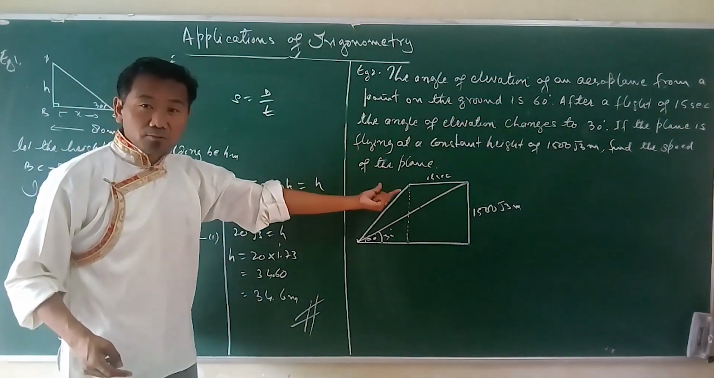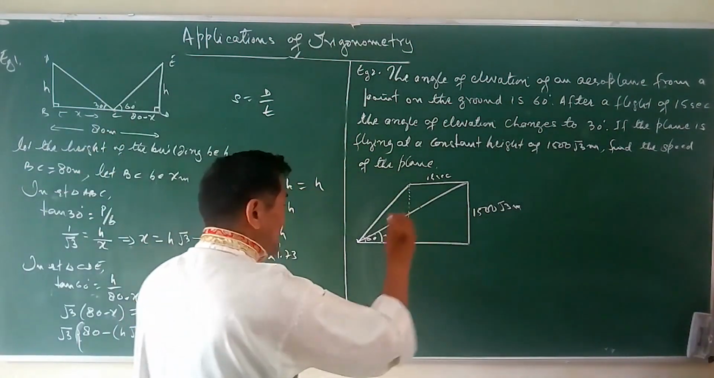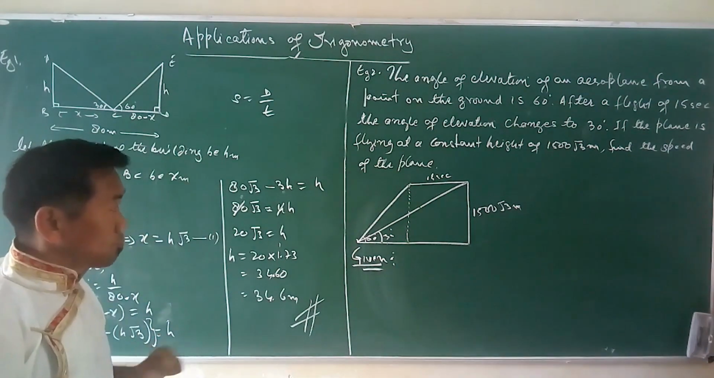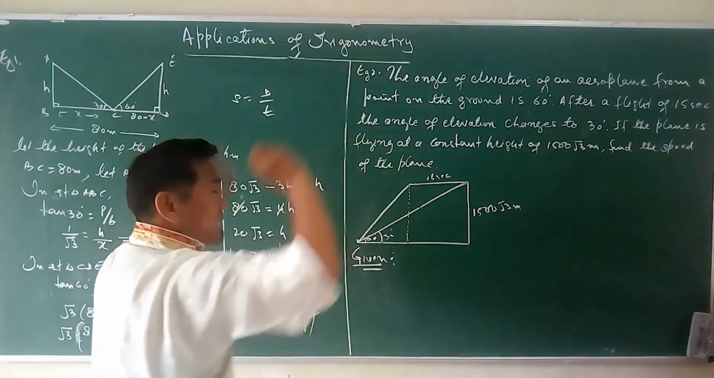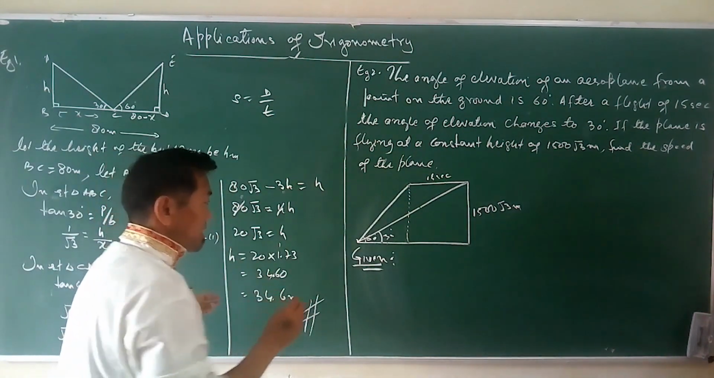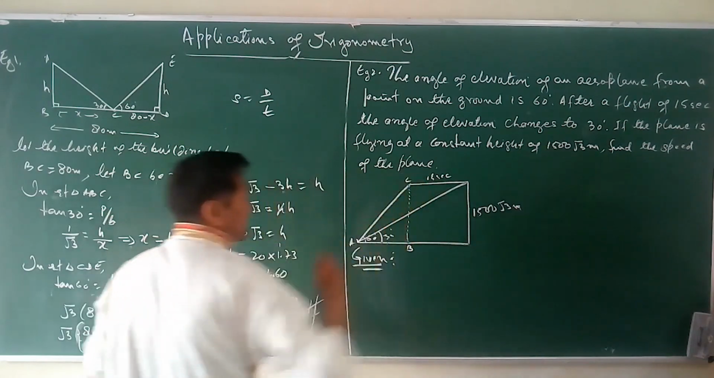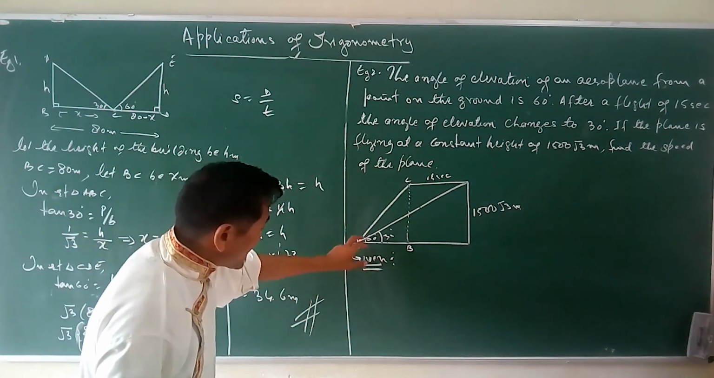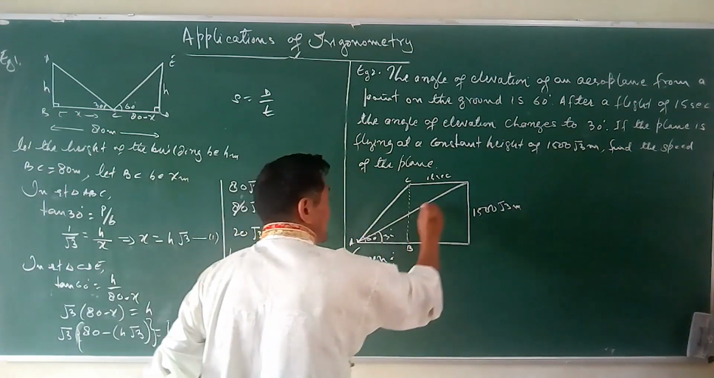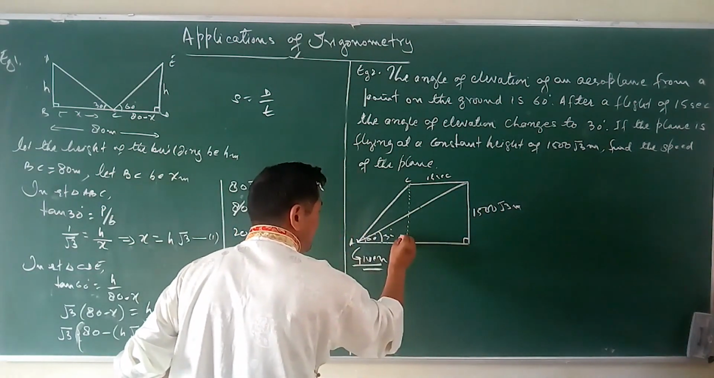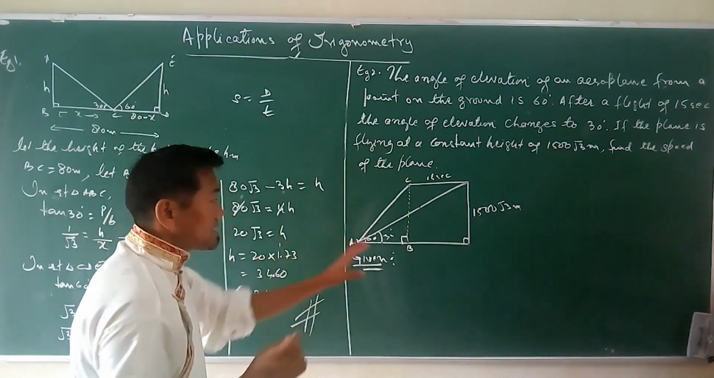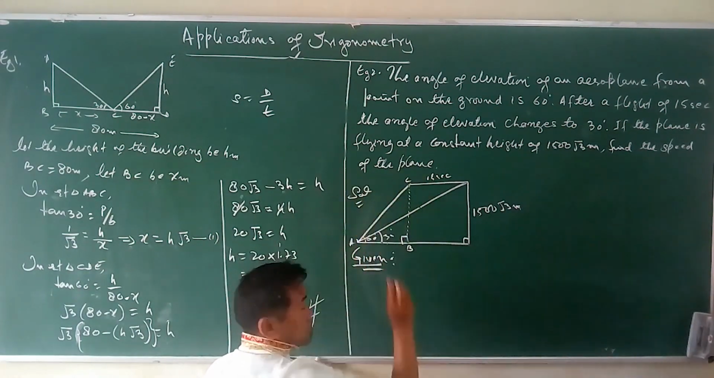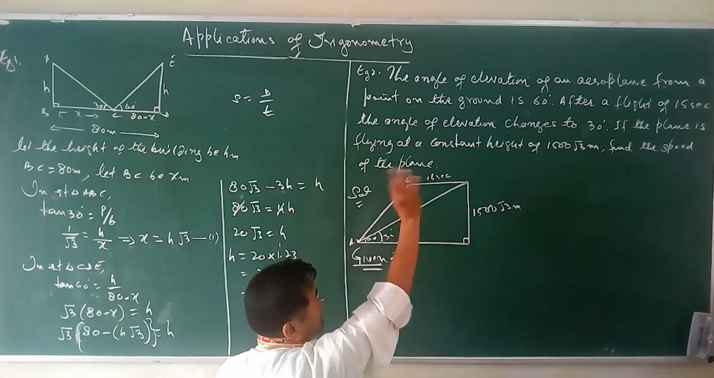The time is 15 seconds, and the distance is what we need to find. For that we consider the triangles. In the first triangle ABC, the angle is 60 degrees and it is a right triangle, so we can use the trigonometric ratios for the calculation.